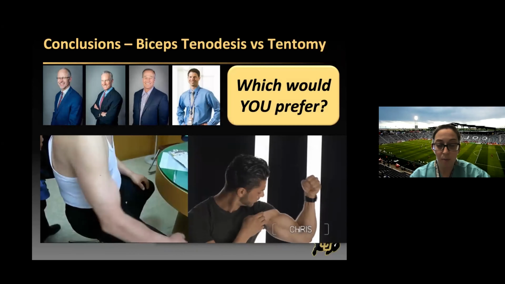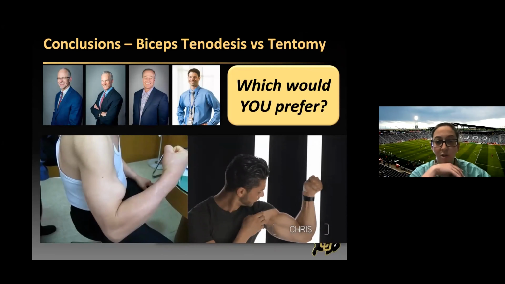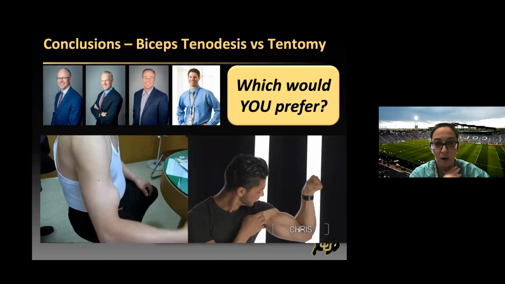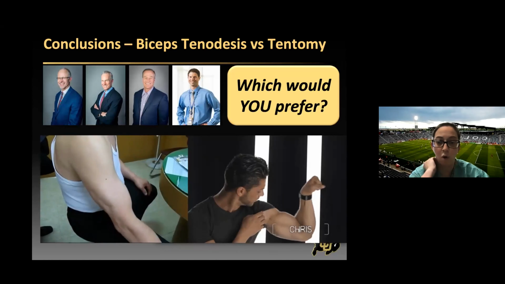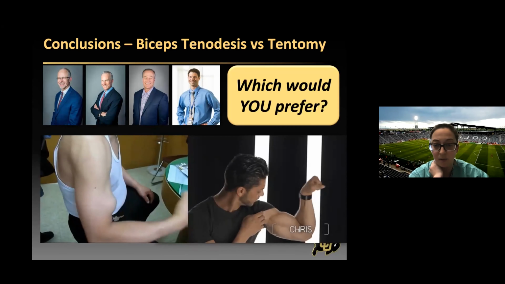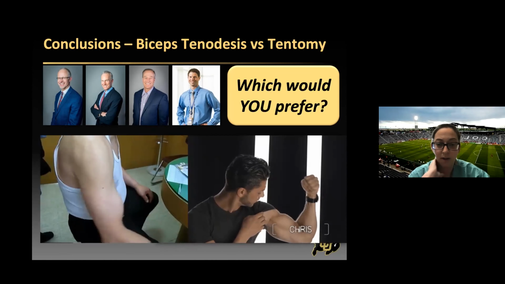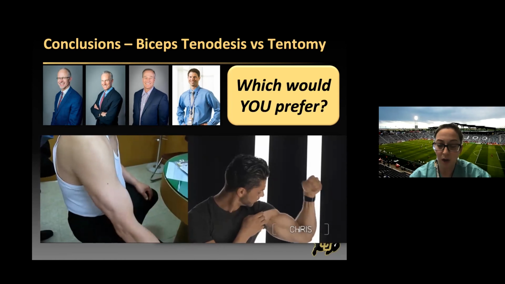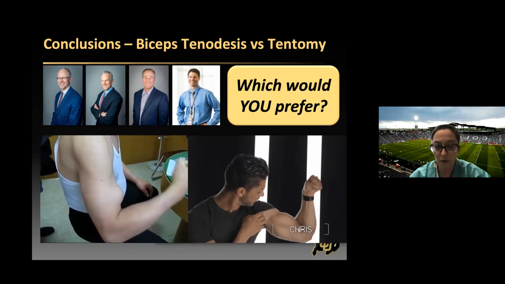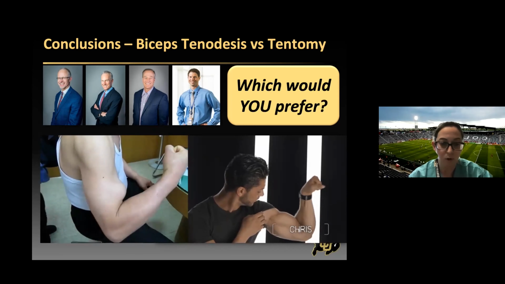So I put up these 4 doctors, our group of surgeons and physicians who spoke in this session. I would ask each of you, Dr. McCarty, Dr. Noonan, Dr. Dragoo, Dr. Provence, what would you prefer? And I think the answer is clear. We'd all like to have the biceps of the gentleman in the black shirt as opposed to the one in the white shirt. We'd all like to have a nice contour of our biceps tendon after a biceps tendon surgery. And so therefore, I would strongly encourage tenodesis over tenotomy in the vast majority of patients.